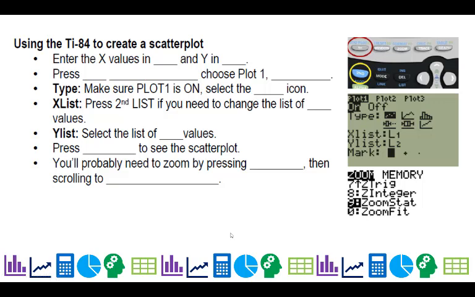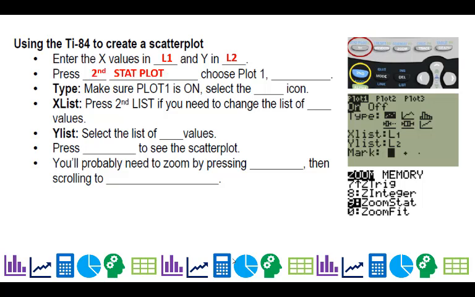Now we're going to show you how to create a scatter plot using the TI-84. First, enter your X values in list 1 and the Y values in list 2. You could switch them if you want to, but just make sure you know which one is your X list and which one is your Y list.